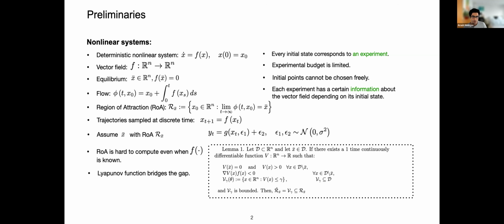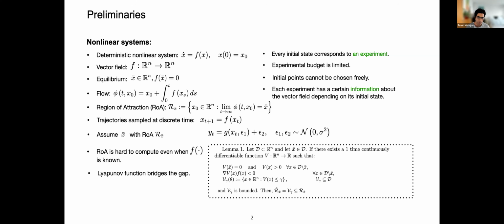From a machine learning perspective, we can say that every trajectory is basically an experiment, and every experiment provides some information about the object that we want to estimate. Especially with limited experimental budgets, we are more interested in designing these experiments cleverly. Also, the initial points sometimes cannot be chosen freely, so you have to choose them in a way that meets the limitations of the system.